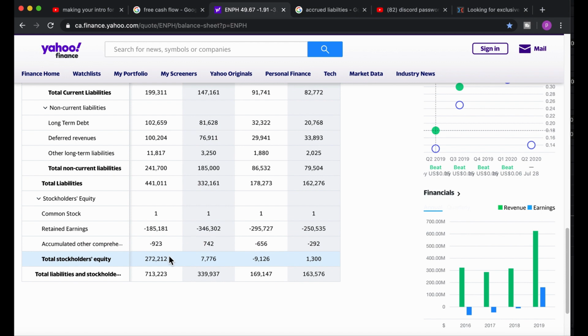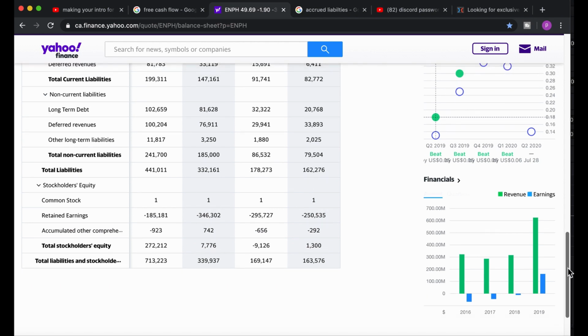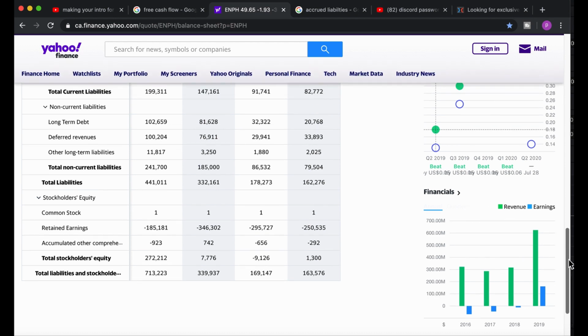And then total stockholders' equity is how much money the shareholders have put into this company. And where this number comes from is if you took total liabilities and subtracted it from total assets, you get total stockholders' equity. And then at the bottom here, it just adds everything together: total assets, total liabilities, and stockholders' equity.